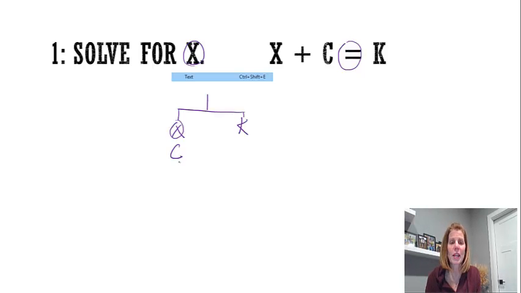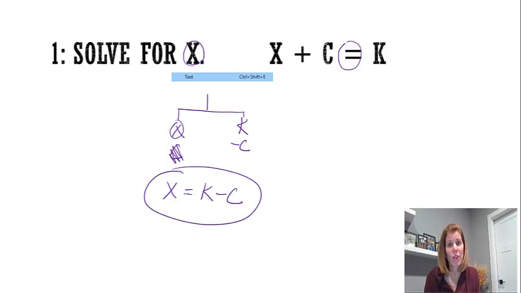So I want the x to stay here. I don't want the c. So just like on the other problem, I didn't want the 5. I subtracted it to get rid of it. If I don't want it over here, I'm just going to subtract it. But that means I also have to subtract it from the other side. So if I look now, the x is isolated. I'm left with the x. And on the right side, I have k minus c. And that's my answer. That's all you have to do, and it is solved for x.